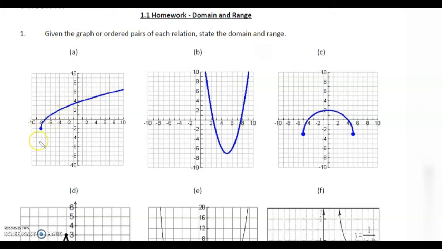Okay, so for the first graph, what we want to do for domain is take a look at where the x, quote unquote, starts. The x starts at -8, this number right here, and these numbers are increasing. So we write x is an element of the real number system such that x is greater than or equal to -8.